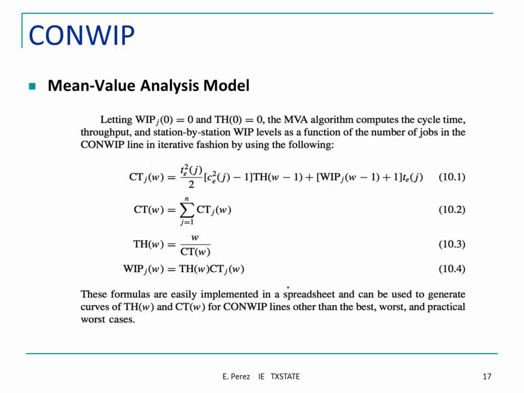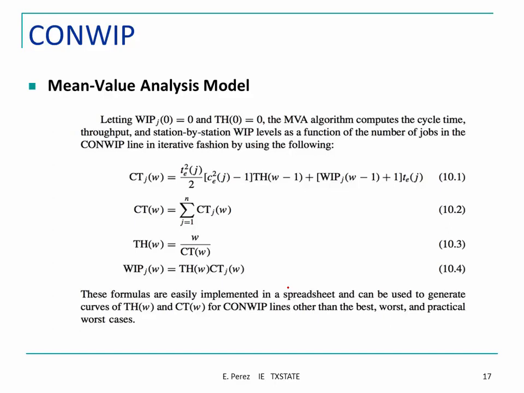Okay, so this mean value analysis model is an iterative process. We're going to start by letting WIP_j equal 0 for a WIP level of 0, and the same thing for the throughput. And the mean value analysis algorithm will compute the cycle times, throughput, and station by station WIP level as a function of the number of jobs in the conwip line in iterative fashion by using the following.